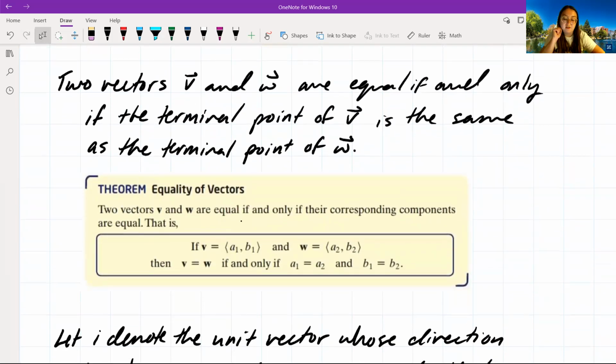And we can say that two vectors v and w are equal if and only if the terminal point of v is the same as the terminal point of w. So we have equality of vectors. Two vectors v and w are equal if and only if their corresponding components are equal. That is, if v is equal to the components a sub 1, b sub 1, and w is equal to the components a sub 2 and b sub 2, then v is equal to w if and only if a sub 1 is equal to a sub 2 and b sub 1 is equal to b sub 2. So those are the only cases in which our vectors v and w would end up being the same. They would need the exact same components.